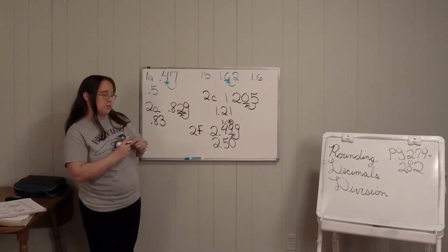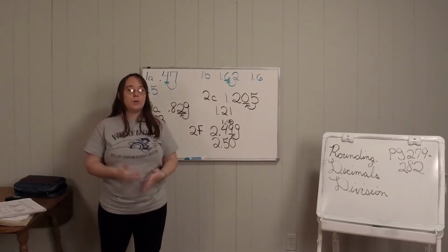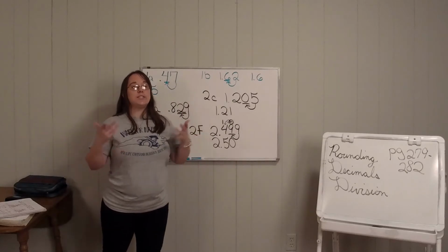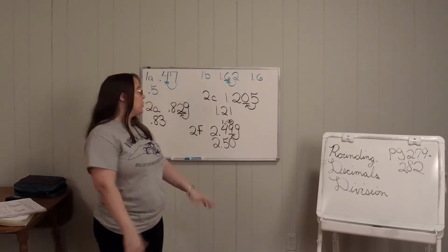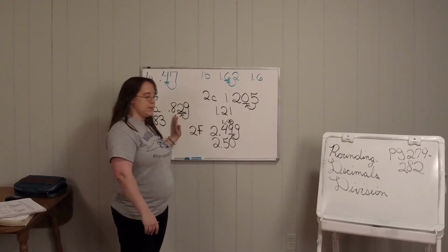So that's rounding decimals. It's just like when you were rounding numbers without decimals. Nothing changed. It's still the same. You're just adding the decimal, and you're either doing the tenths place or the hundredths place.